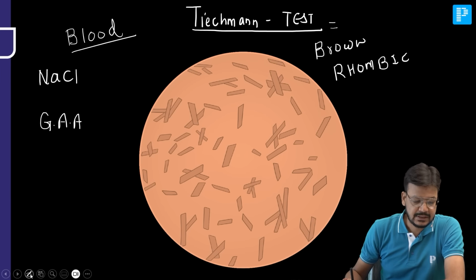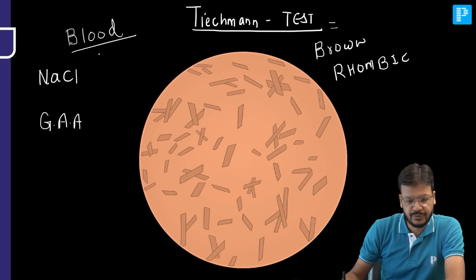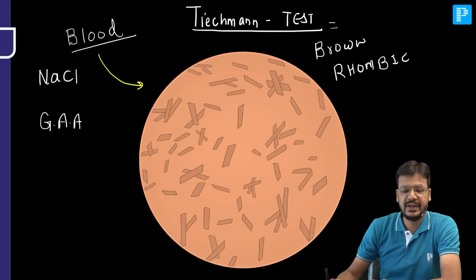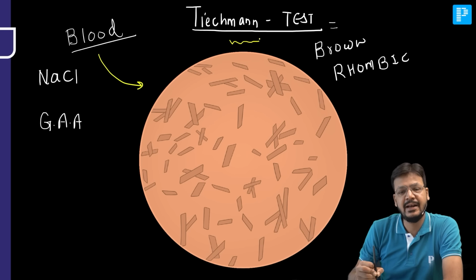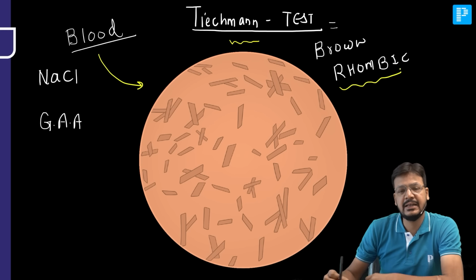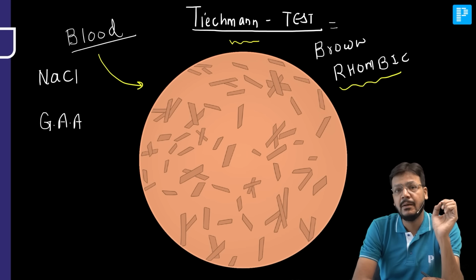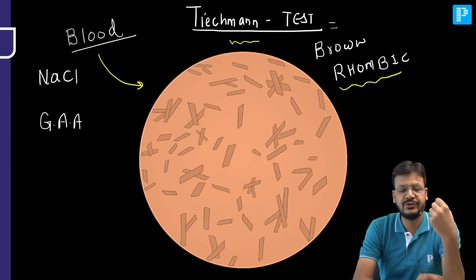We are going to discuss the blood stain tests. The first blood stain test is Teichmann test. And we can remember it very easily: Teichmann, man. The man color is brown. We all know the color of the man is brown. So here we see brown rhombic crystals if we use Teichmann reagent for blood stain.